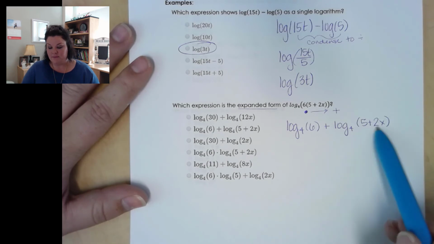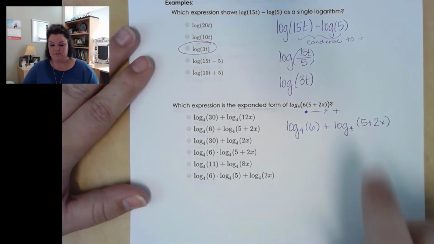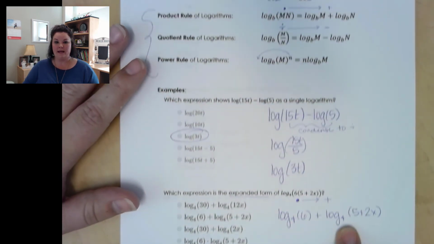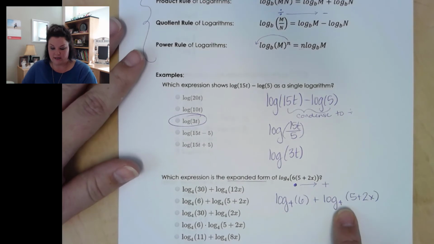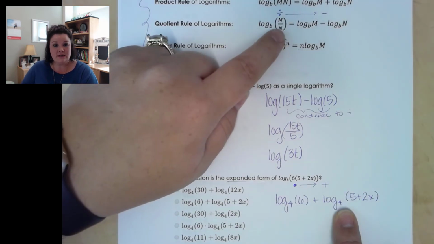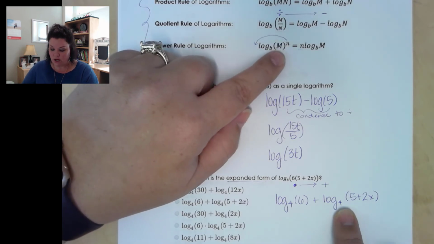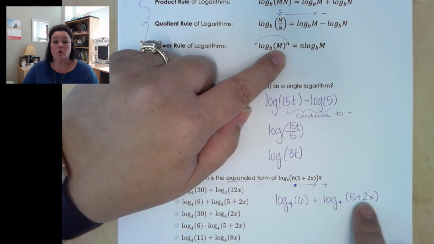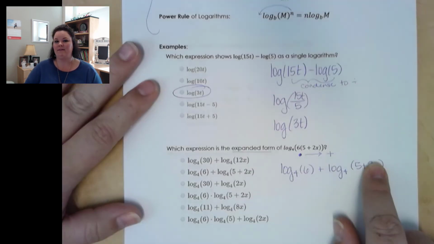Now, a lot of times people see this addition and they want to split that into 2 log terms. But if you look up here at the top of our page, we only have rules for a multiplication inside the log, for division inside the log, and for an exponent. We do not have any rules for addition inside the log. So if we get down to where we have log of an addition quantity, we can't go any further.